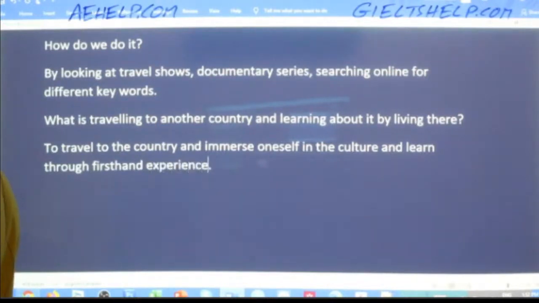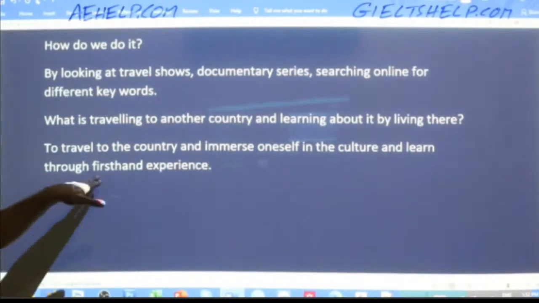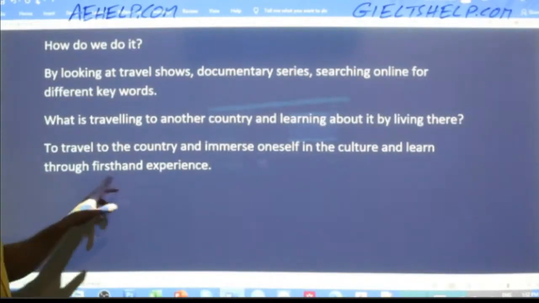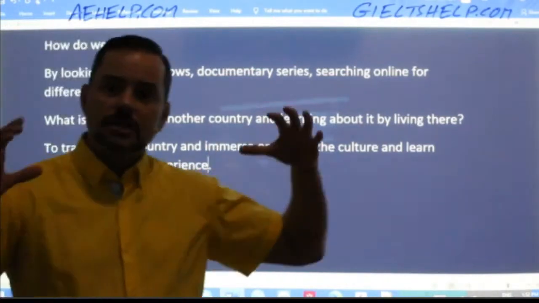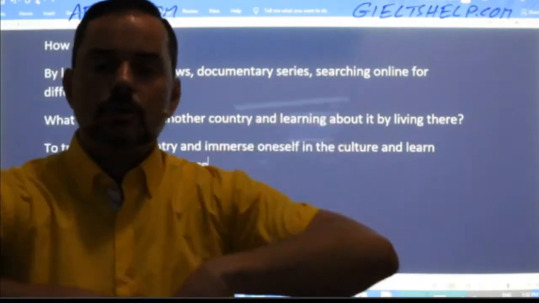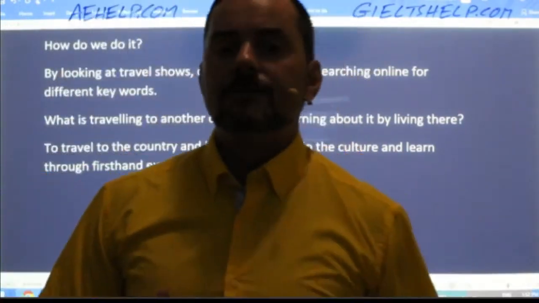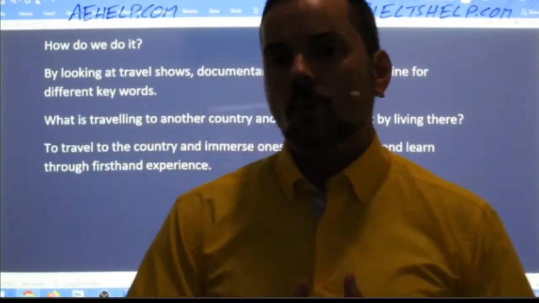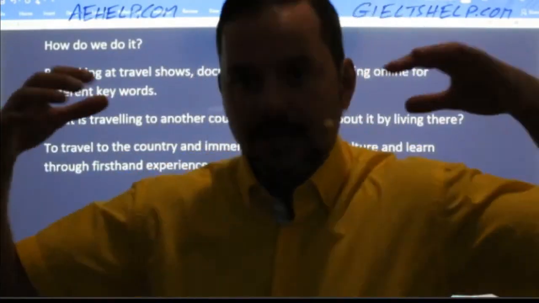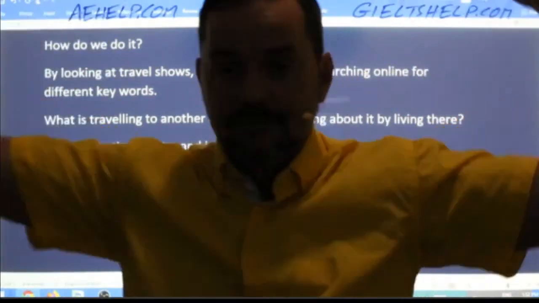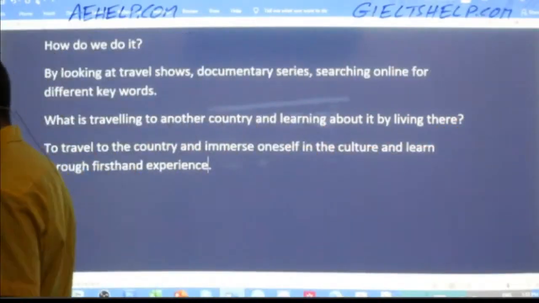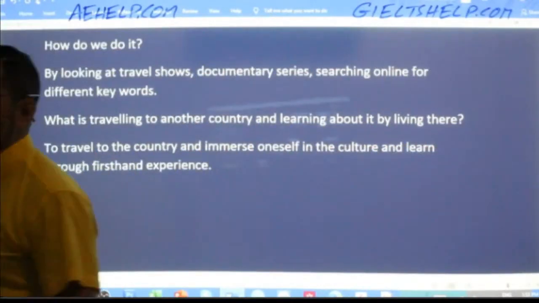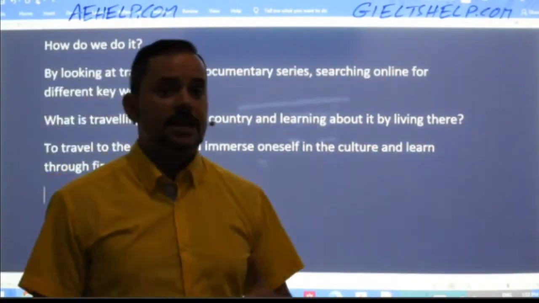Notice something interesting, that second-hand is written as 2 words with a hyphen. Firsthand is actually 1 word. Okay? And immerse means that you actually sink into the culture. Okay? If you immerse yourself in water, it means that you sink into the water and the water covers you completely.